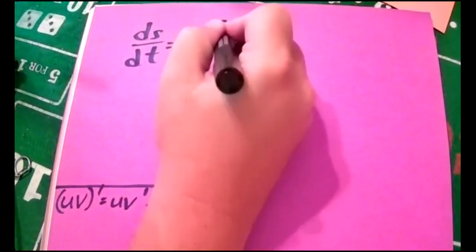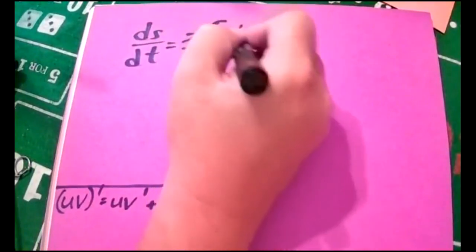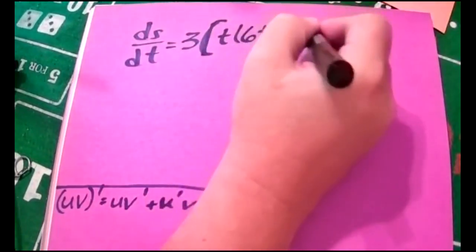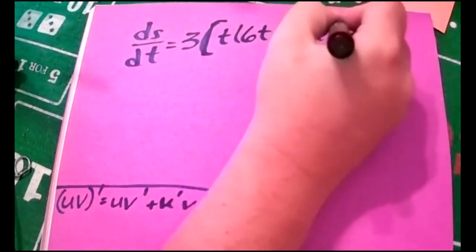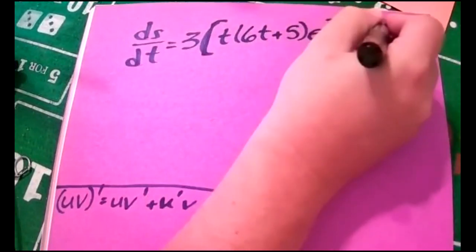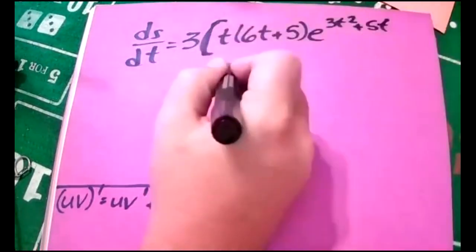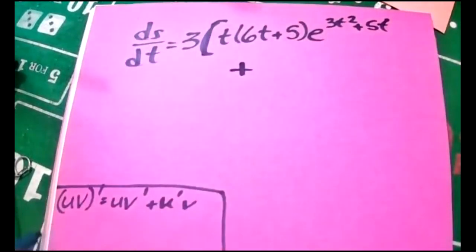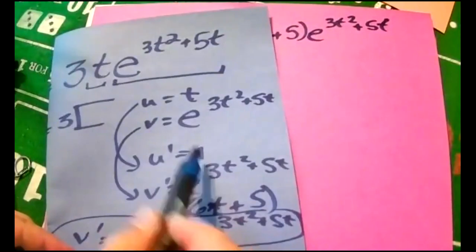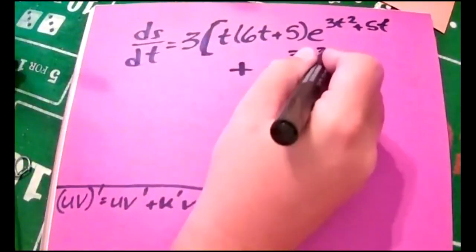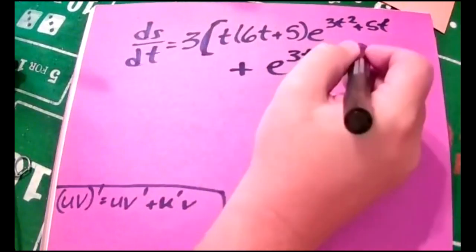I'll use brackets. T times 6t plus 5 e to the 3t squared plus 5t, plus, and now I need u prime v. U prime is 1, and v is this expression, plus e to the 3t squared plus 5t. This whole expression is your answer.